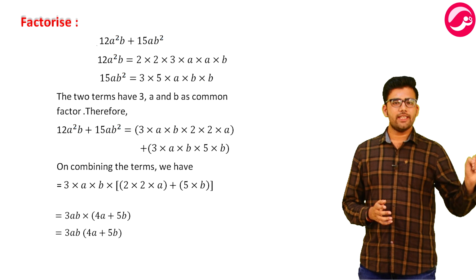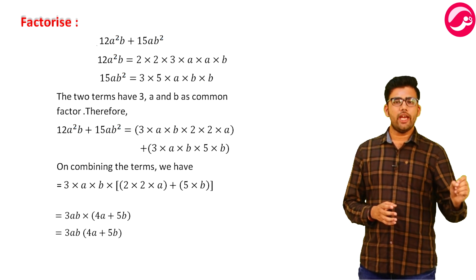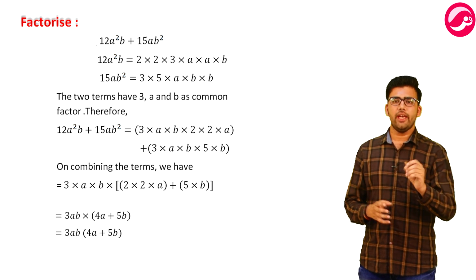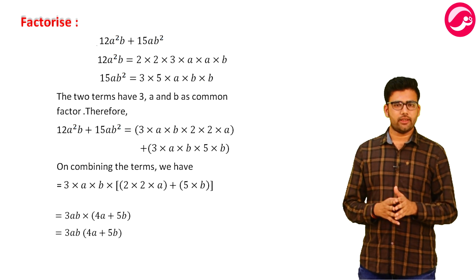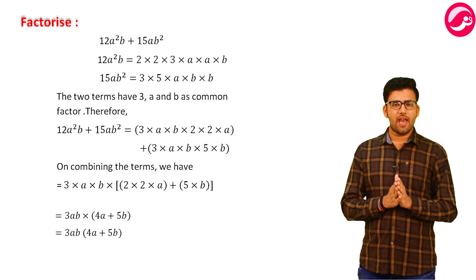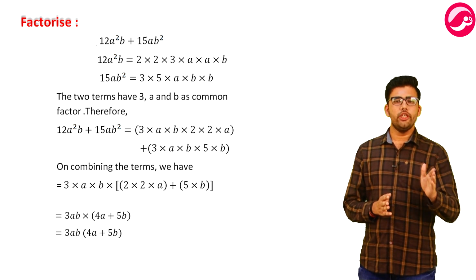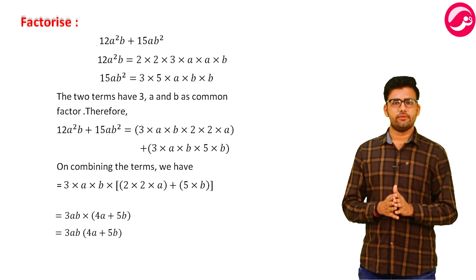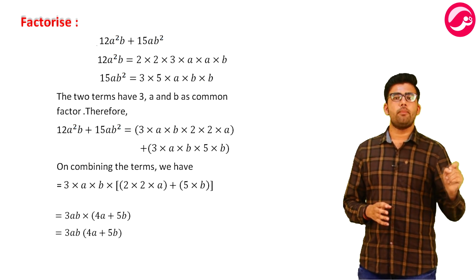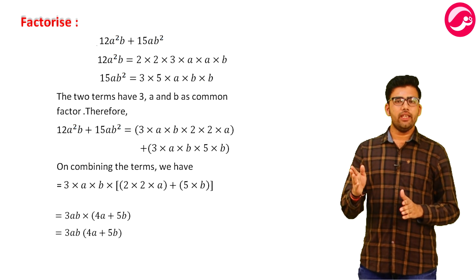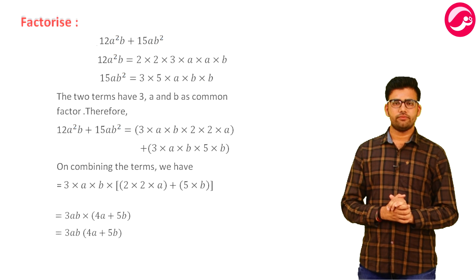Therefore, 12a square b plus 15ab square is equal to 3 into a into b into (2 into a) plus 3 into a into b into (5 into b). On combining the two terms, we have 3 into a into b into (2 into a plus 5 into b). So, we will get 3ab into (2a plus 5b), that is 3ab multiplied by (2a plus 5b), which is the required factor form.